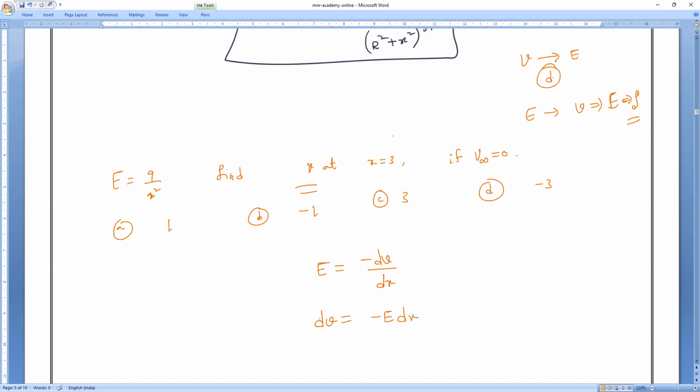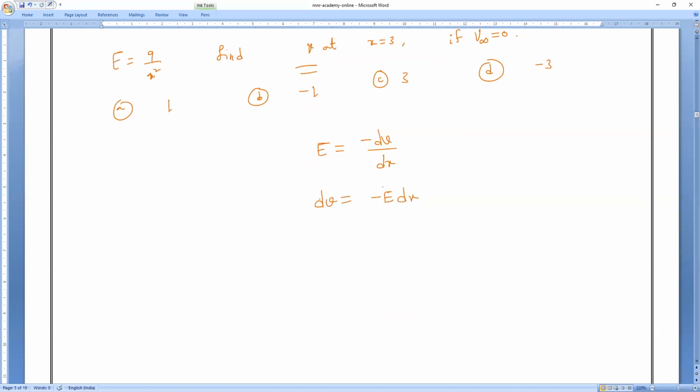Yes, please. So if you want to find V from E, as I said, we have to apply the concept. What is that, everybody? Integration. So can you tell me the limits? We have to bring it from infinity to the point 3. Let me imagine this is the A point and this is the B point. So what are my limits? Infinity to 3. That is what my limits are.